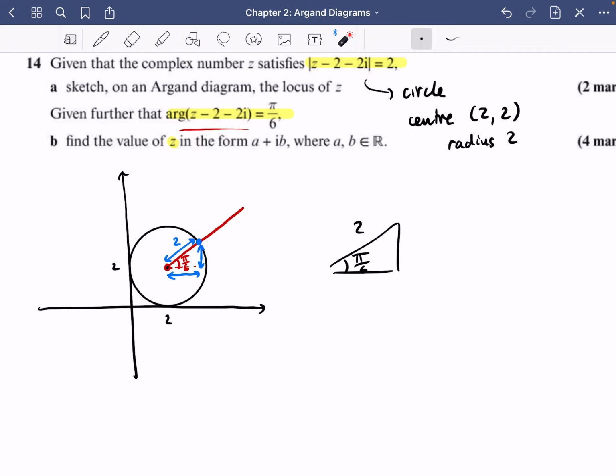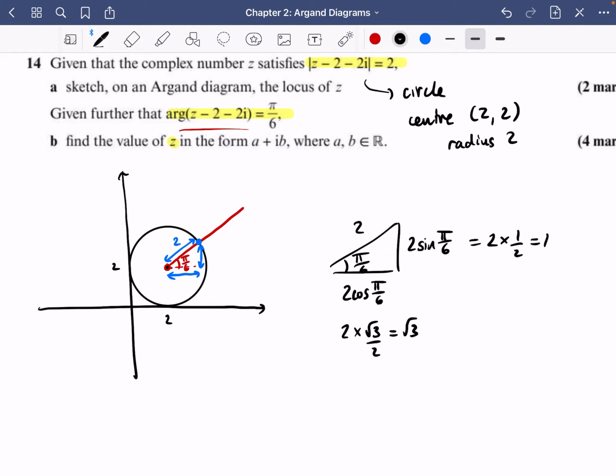Now, if you want to find this one here, the shortcut for this, maybe you've done this in mechanics yet, maybe you haven't, is it's just going to be adjacent to the angle, so it's just going to be 2 cos pi over 6, because cos goes with adjacent, and this one over here is going to be 2 sine pi over 6, sine goes with opposite. Now, cos of pi over 6, that is root 3 over 2, so that is cos of 30, so it's 2 times root 3 over 2, that's just root 3. And this one is 2 multiplied by sine of pi over 6 is a half, so it's just 2 multiplied by a half, which is 1.